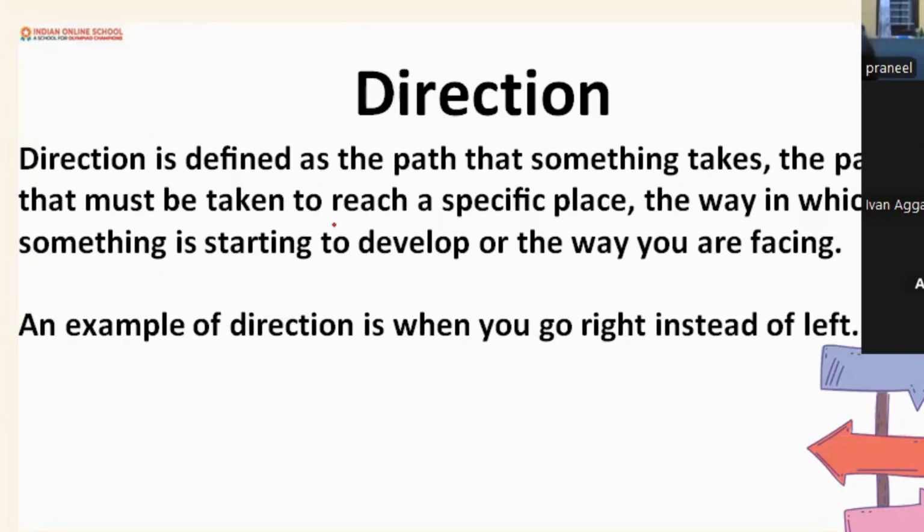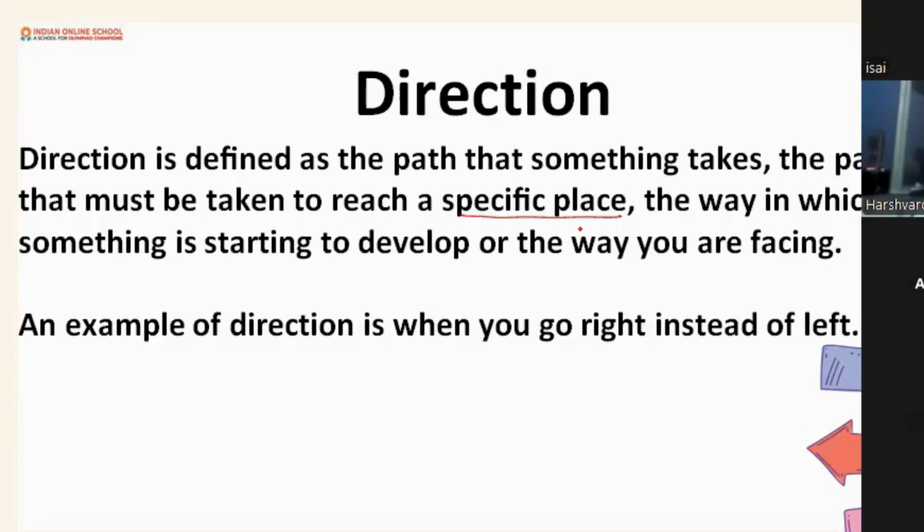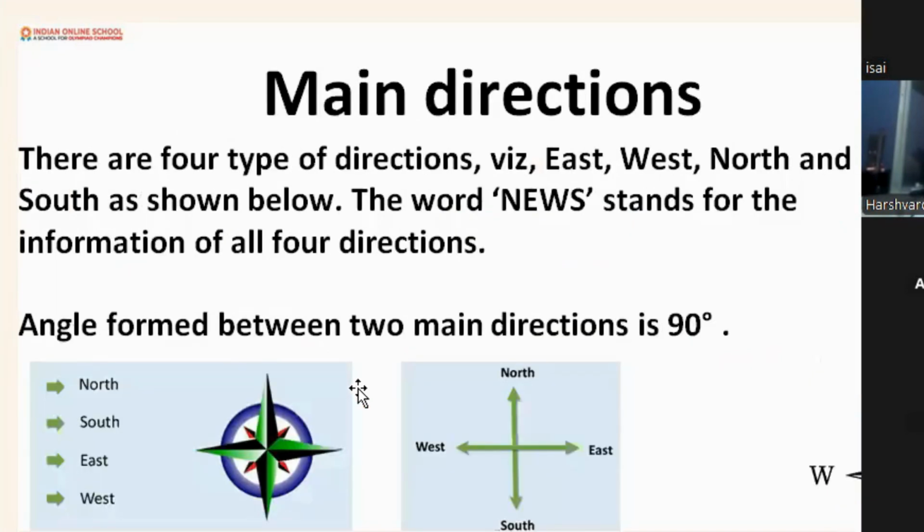The path that must be taken to reach a specific place. If you want to go to a specific place, you need to go in a certain direction only. Correct? And the way in which something is starting or developing, or the way you are facing, that is known as direction. An example of direction is when you go right instead of left. You are supposed to go to your right and you go to your left. That is direction only. Understood?